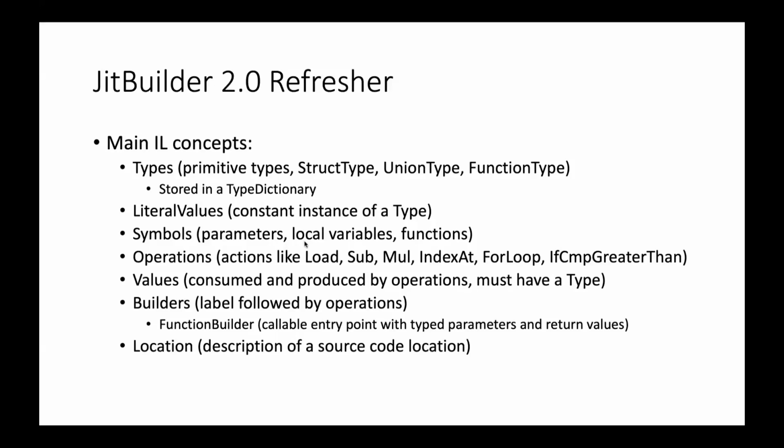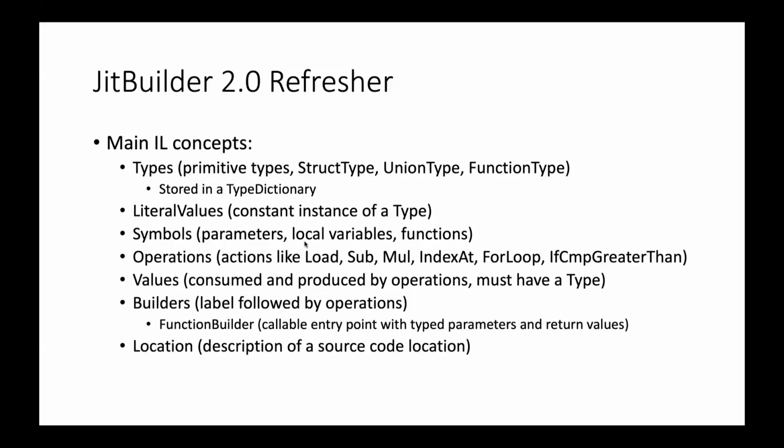All of those types get stored into a thing called a type dictionary, which sits off on the side. And as you're working to create IL as part of a function, you refer to the types from a particular type dictionary. There are other fairly nice, easy to understand concepts for anyone who's worked in compilers. There's a thing called a literal value, which just holds a constant instance of some kind of a type. So it's a typed thing. There are symbols to represent things like parameters, local variables, and functions.